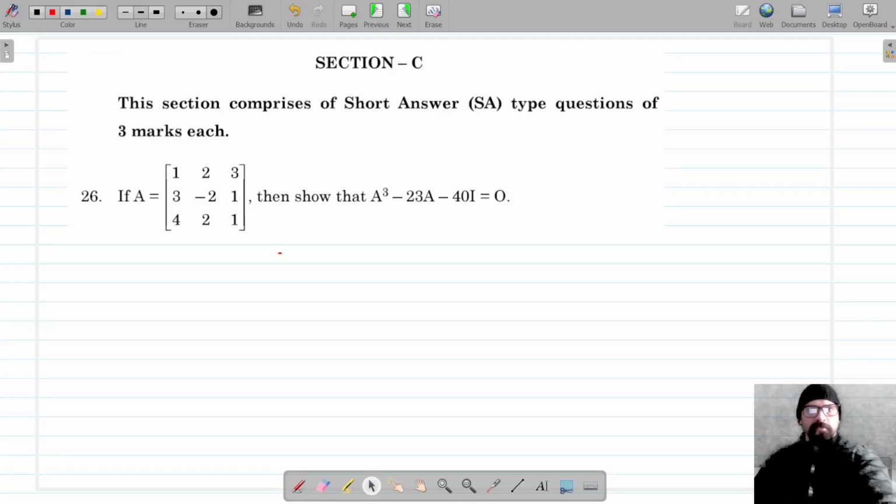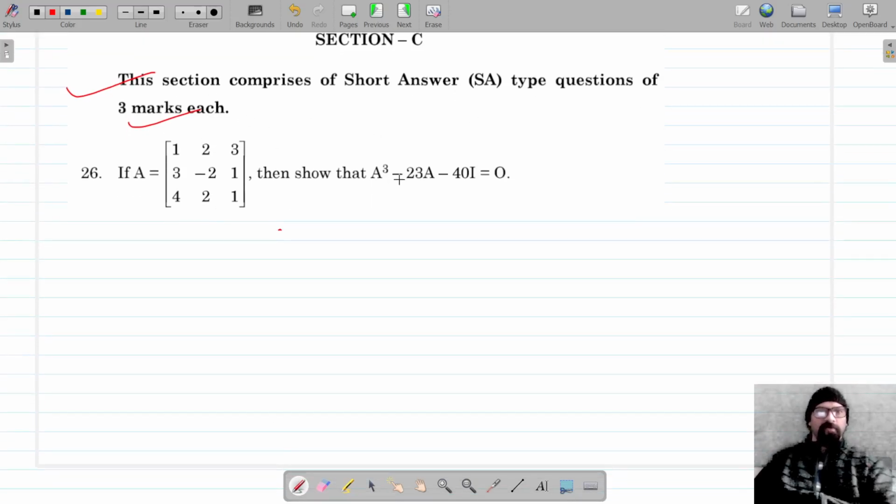Okay, for the next question, that is question number 26 of section C. This section has short answer questions of 3 marks each, and we have to evaluate the matrix polynomial A cube minus 23A minus 40I. So let's find out A cube, and to find A cube, let's find out A square first.